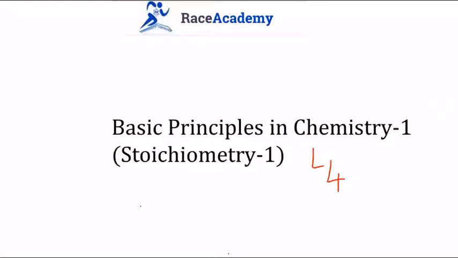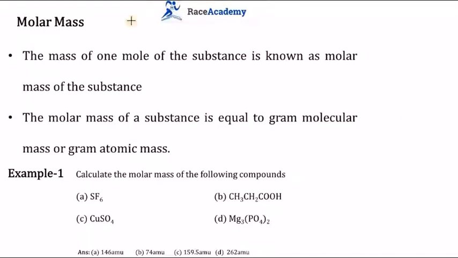So this is Basic Principles in Chemistry, Stoichiometry 1, lecture number 4. Let us see. In this lecture, the first point is molar mass. What is the meaning of molar mass? The mass of 1 mole of a substance is called molar mass. If the substance mass is equal to gram molecular mass or gram atomic mass, that time we call it molar mass.